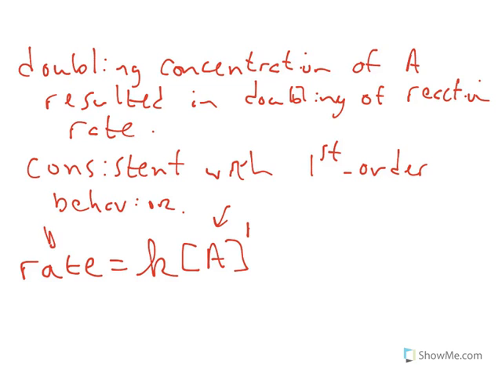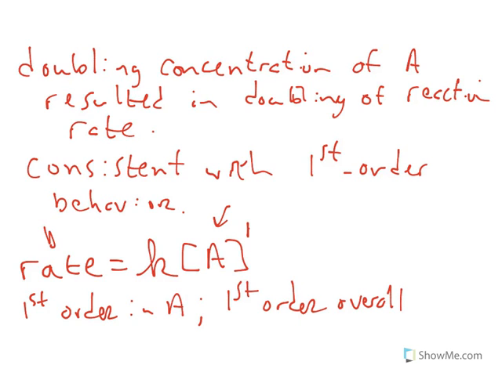Now, what the heck's K doing? Don't worry about it. It's a constant. All right? So if you do this at constant temperature, it's just going to sit out there and be a constant. Okay? So this is consistent with first order behavior. So what I'm going to say is doubling concentration of A results in a doubling of the reaction rate. That's first order in A. All right? And since our reaction only has one reactant, it's not only first order in A, but the reaction is first order overall. Okay? So it's going to be first order in A, first order overall.